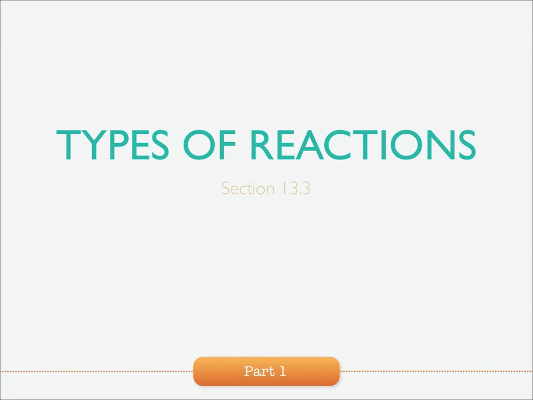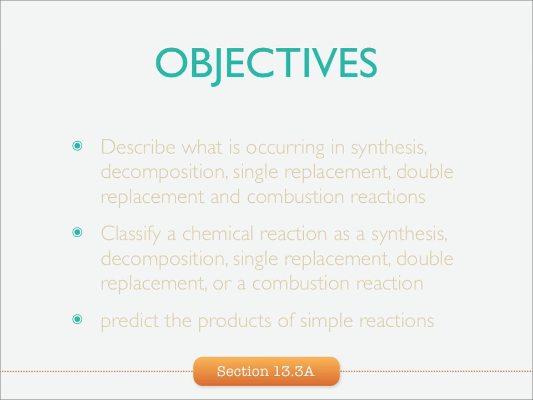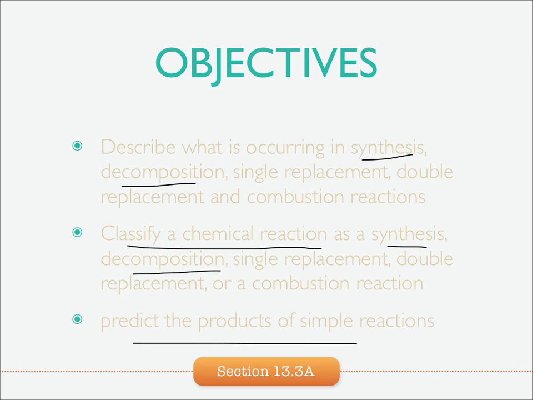All right, this is section 13.3, types of reactions. We're just going to cover the first part of this section here. The objectives will be to be able to describe what's occurring in synthesis and decomposition, those are the two that we're going to get into in this part, and to be able to classify them and predict the products of some simple reactions.